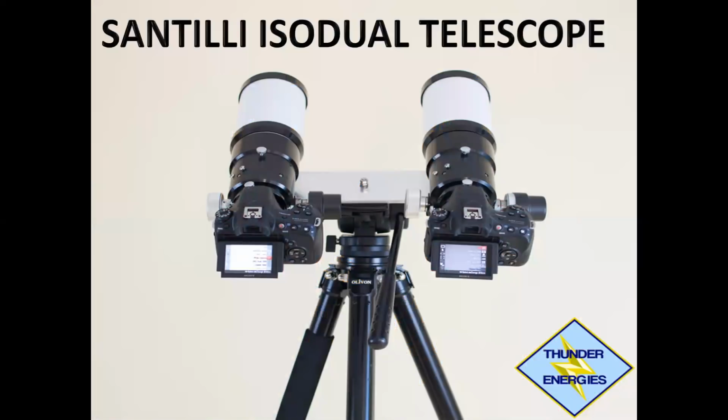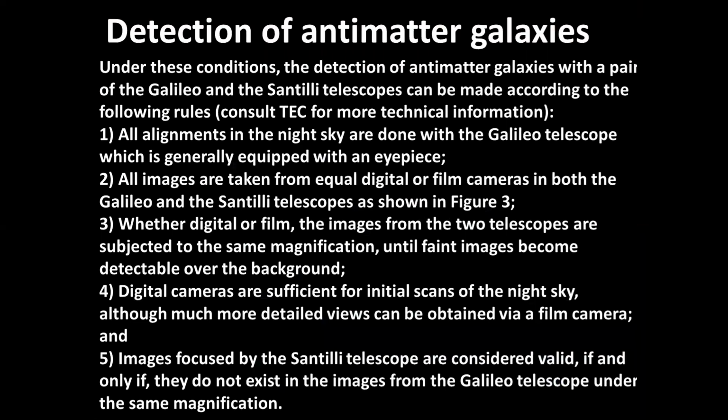This is the Santilli ISODUAL telescope. It is using what we would call, on one side on the left, the Galilean telescope. I have a Galilean telescope. If you have one, you do too. On the right, we have the Santilli telescope. Now, this is the difference between the two.